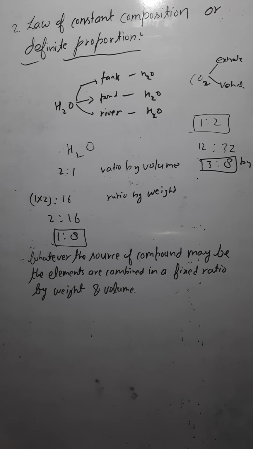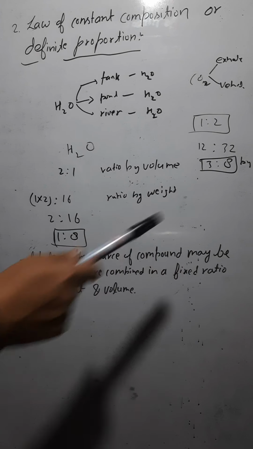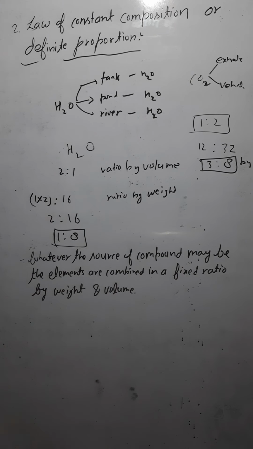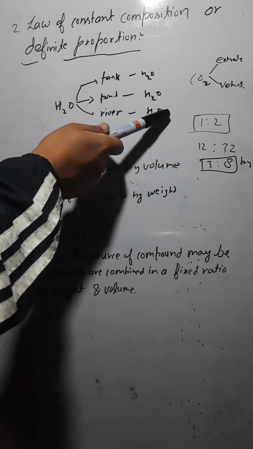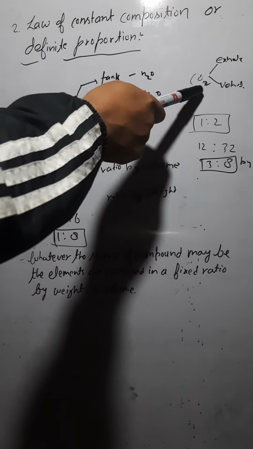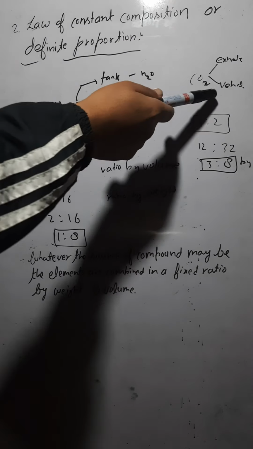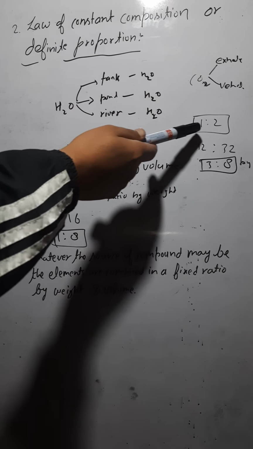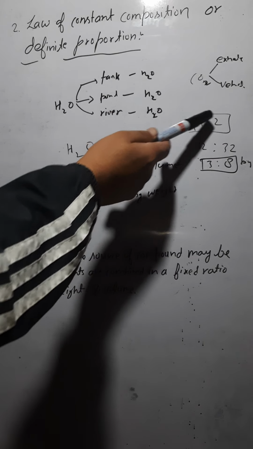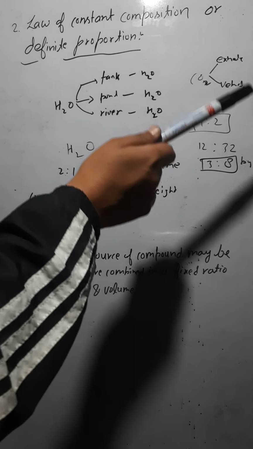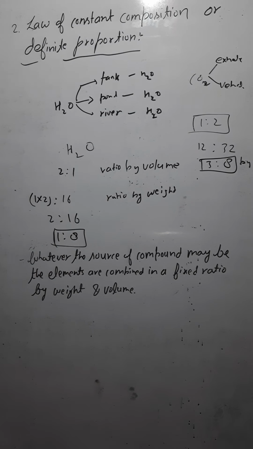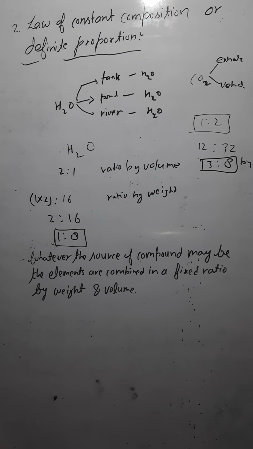So this is the law. This law states that whatever the source of a compound may be, the elements are combined in a fixed ratio by weight and by volume. You would have the fixed ratio in carbon dioxide, whether you are getting it from the exhalation process or from the vehicles. In both cases, the ratio by volume would be 1:2, and the ratio by mass or by weight would be 3:8. A similar condition is there for water also. Getting it? Okay, note it down.